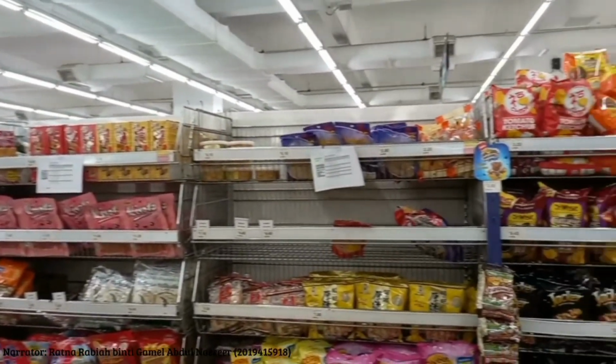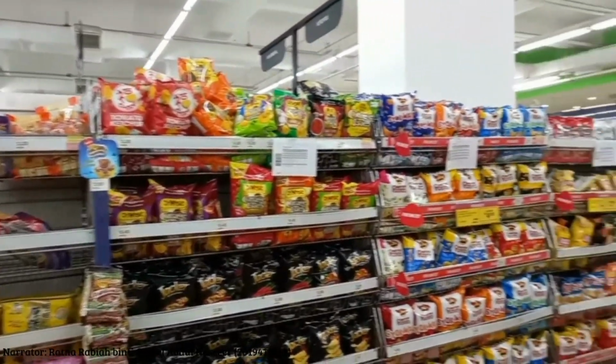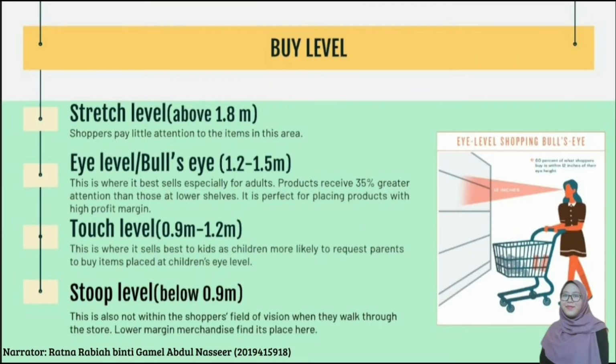Then, buy level. Customers usually look for something that is right in front of them and something that is easy for them to take. There are 4 levels of buy level. First, stretch level, usually above 1.8 meters. Second, eye level or bullseye, about 1.2 to 1.5 meters. This is where it sells best, especially to adults. Third is touch level, around 0.9 meters to 1.2 meters. This usually sells best to the kids. And the last one is tube level, below 0.9 meters. This is where lower margin merchandise finds its place.